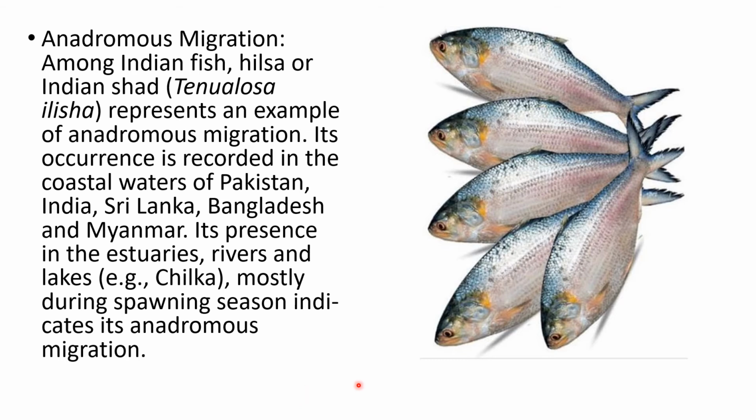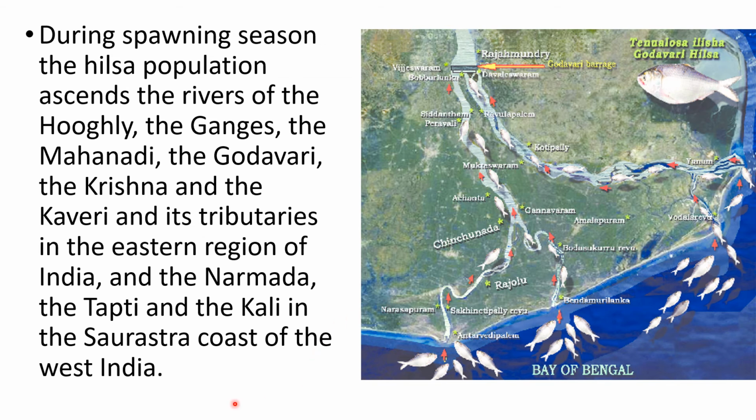So upway in the rivers of India, the freshwater habitats of India, you could find these hilsa fish. Hence we can easily claim that this is an anadromous fish. So this is a picture that shows the migration pathways of Godavari hilsa, okay, where from the Bay of Bengal they move upwards to the inland rivers of Andhra Pradesh.